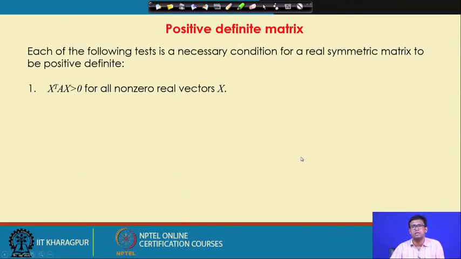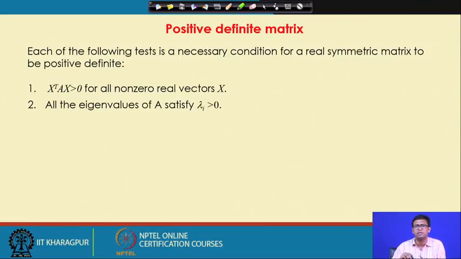X transpose Ax is greater than 0 for all non-zero real vectors x. All the eigenvalues of A must satisfy this too. All these are necessary and sufficient conditions. So, if at least one of these conditions is satisfied, the rest are also satisfied, and A is a positive definite matrix. That means x transpose Ax is greater than 0 for all non-zero real vectors x. That is the first condition, which will also be satisfied if all the eigenvalues of A are greater than 0. There is no zero eigenvalue, so A is not a singular matrix, and there is also no negative eigenvalue of A.